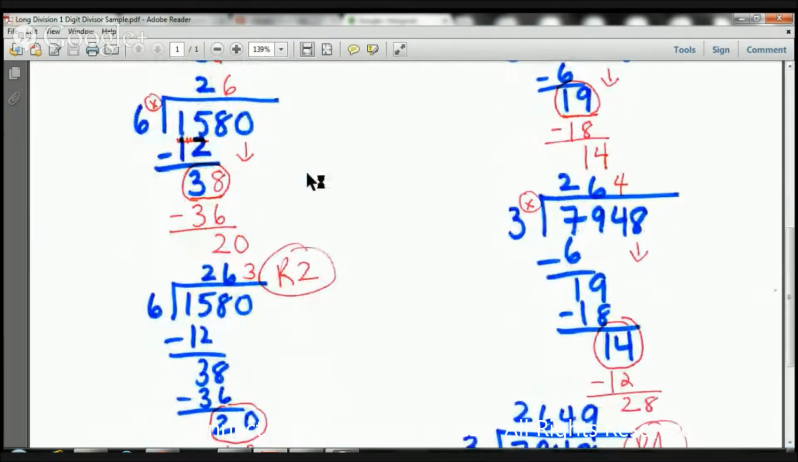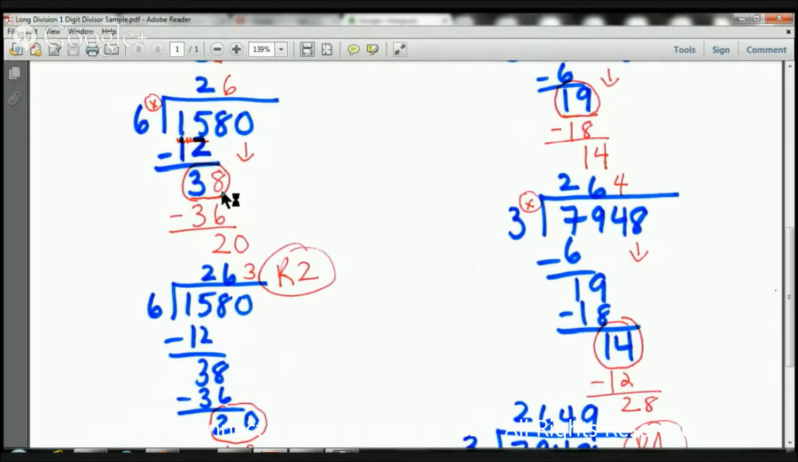Again, we're over here on the left-hand side. I've got my 6 and my pretend multiplication sign. I know that 6 goes into 15 2 times. I put a 12 there. I subtracted: 15 minus 12 is 3. I drop down this 8. Now I'm looking at 38.